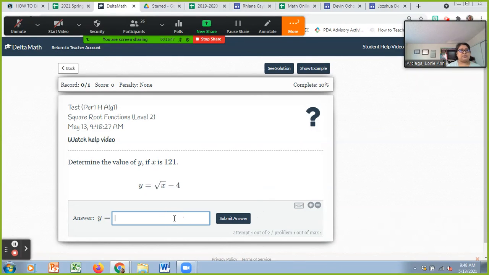Next, what's the final answer? You're going to plug in 121. Get the square root of that. What's the square root of 121? And then you're going to subtract 4. Final answer? 7. 7.